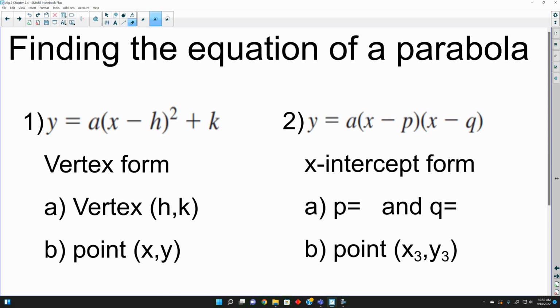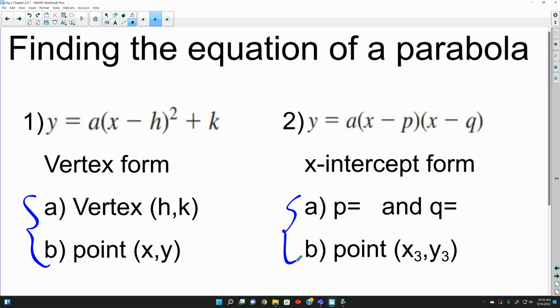All right, guys, so what we're looking at today is finding the equation of the parabola from the given information. There's two ways they're going to be set up, or two pieces of information that we're going to be given. Either we're given the vertex and a point, or the x-intercepts and a point. We're going to be given one of these two pieces of information. And from that, we're going to find the equation.